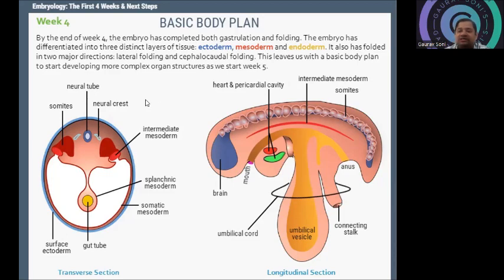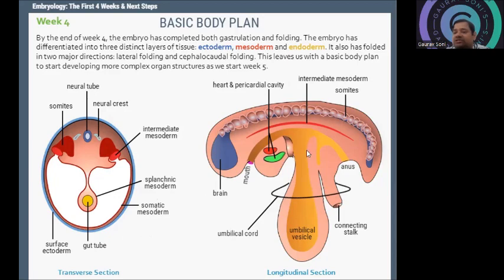embryological structures. So you can see here, there are 2 sections. We can see transverse section and longitudinal section. Transverse section, let us see first. You can see the outermost surface ectoderm. Then there is neural tube. Then somites are formed. In between, there are some cells which have been separated from the neural tube. They are neural crest. Intermediate mesoderm, splanchnic mesoderm, somatic mesoderm forming body cavity, and gut tube, which will form further GIT organs. So this can be seen in the transverse section or TS.